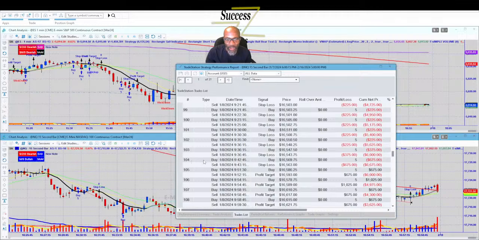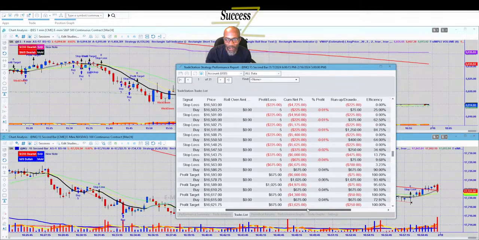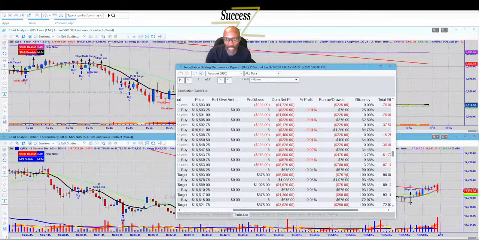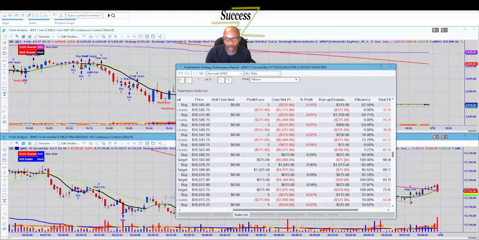All right, so the dark colored row is the start. The dark colored row is the buy order. Okay, and then any of them that's red is a loss. So it drew down $75, but it made $675. Drew down 75, made 1075. Drew down 50, made 675.